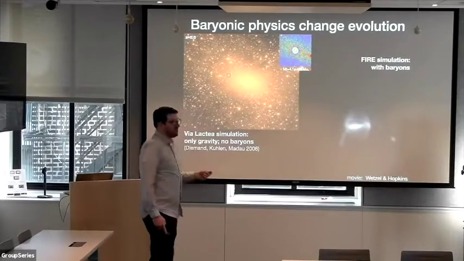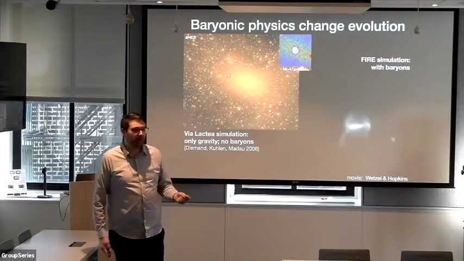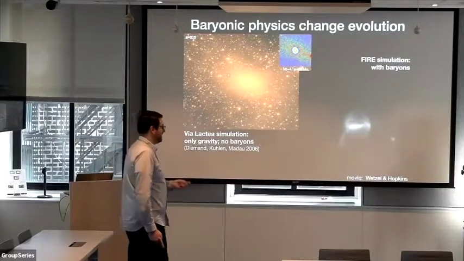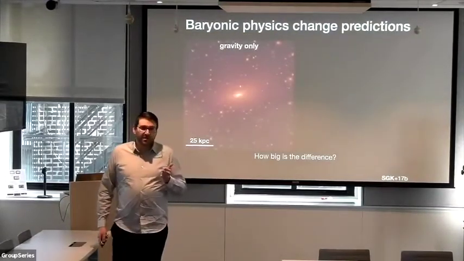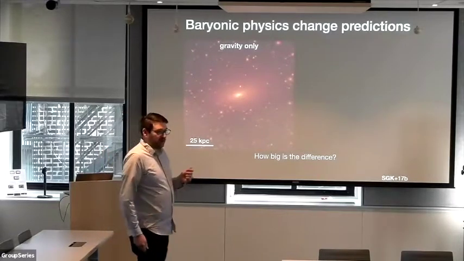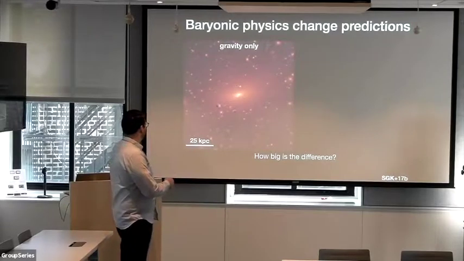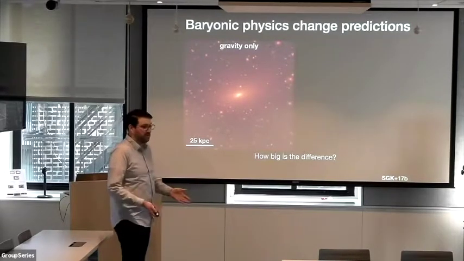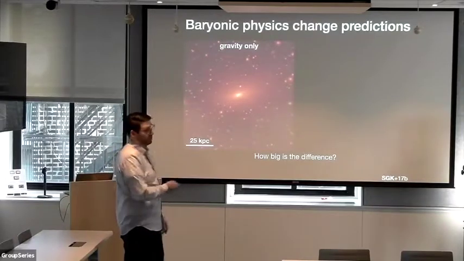So broadly speaking, the picture is that when you add a galaxy to the center of a dark matter halo, that galaxy does stuff dynamically, right? So on the left here is an image from a gravity-only simulation, right? And the first question we want to ask is, how big is this difference? You can see there's a lot of small subhalos around the center of the Milky Way, right? This is about a 100 kiloparsec across image.